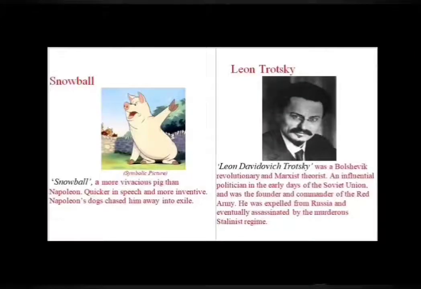The next important character is Snowball, a more vivacious pig than Napoleon, quicker in speech and more inventive. Napoleon's dogs chased him away into exile. Snowball portrays the character of Leon Trotsky, who was a Bolshevik revolutionary and Marxist theorist, an influential politician in the early days of the Soviet Union, and was the founder and commander of the Red Army. He was expelled from Russia and eventually assassinated by the murderous Stalinist regime.